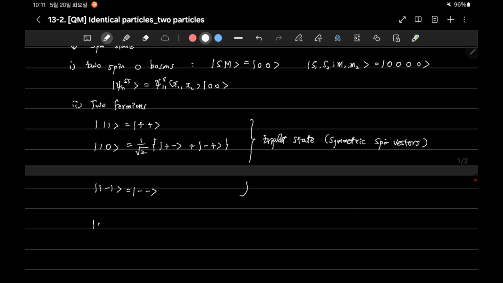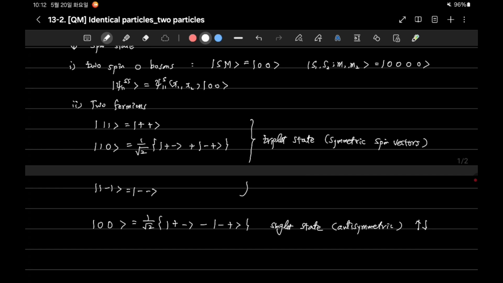On the other hand, the 0 means the spin up and down can form an antisymmetric spin vector. So it is 1 over square root 2, with spin up and down combined with a minus sign. We call it a singlet state, because there is only one spin state, and that is antisymmetric. It is an antisymmetric spin function, with spin up and down combined with the minus sign.